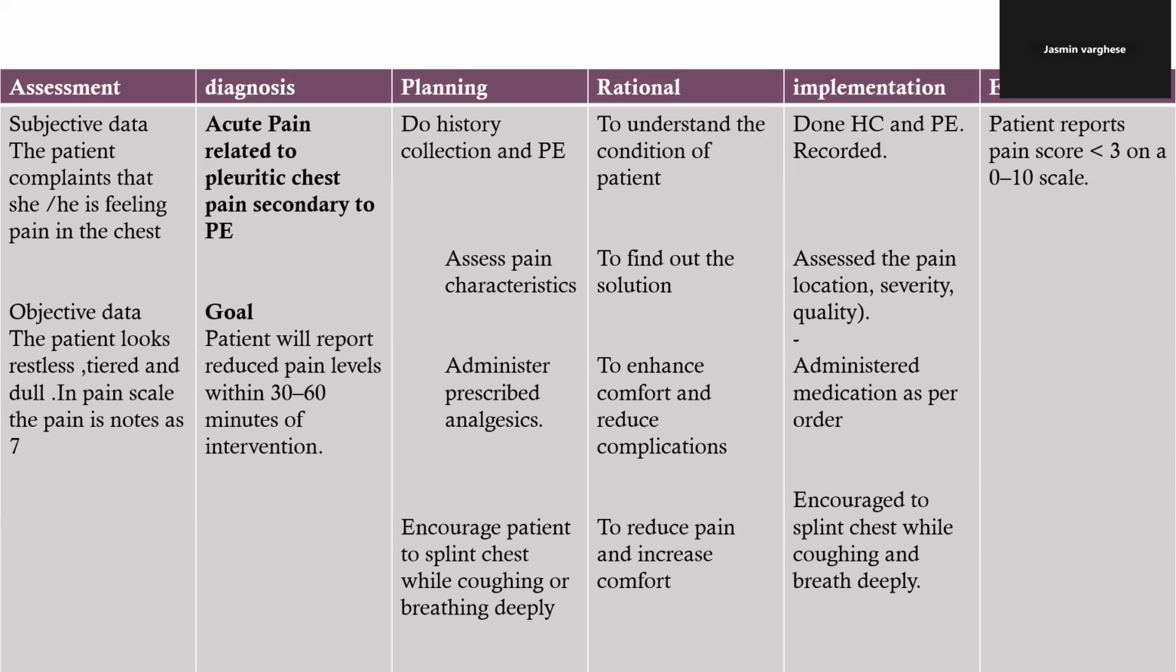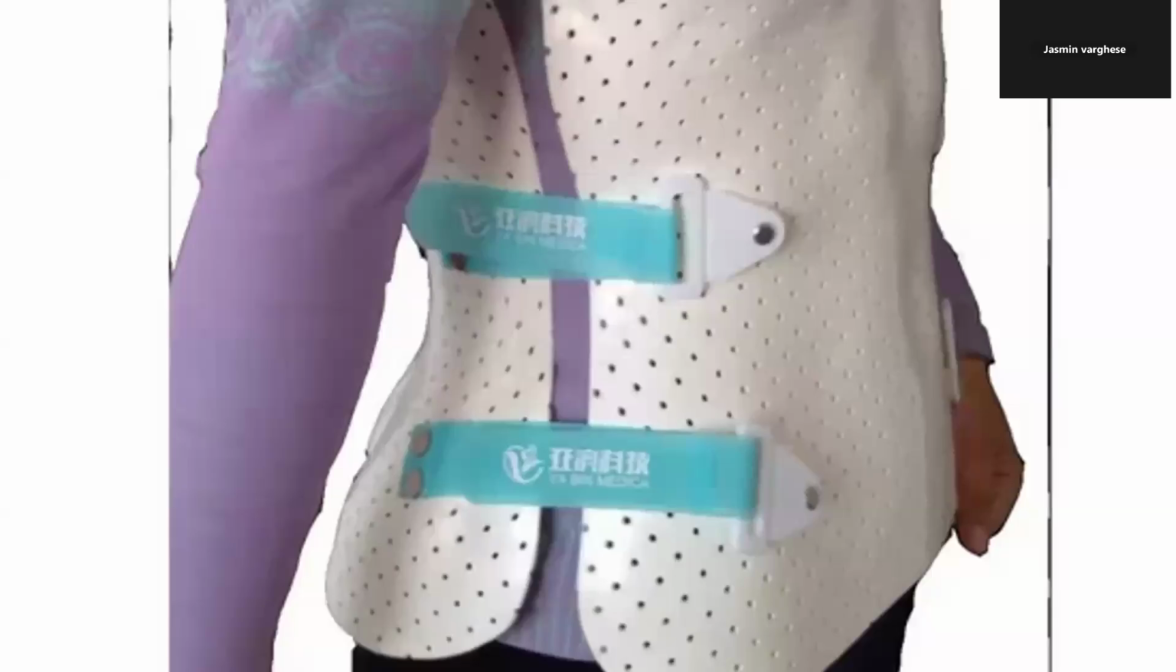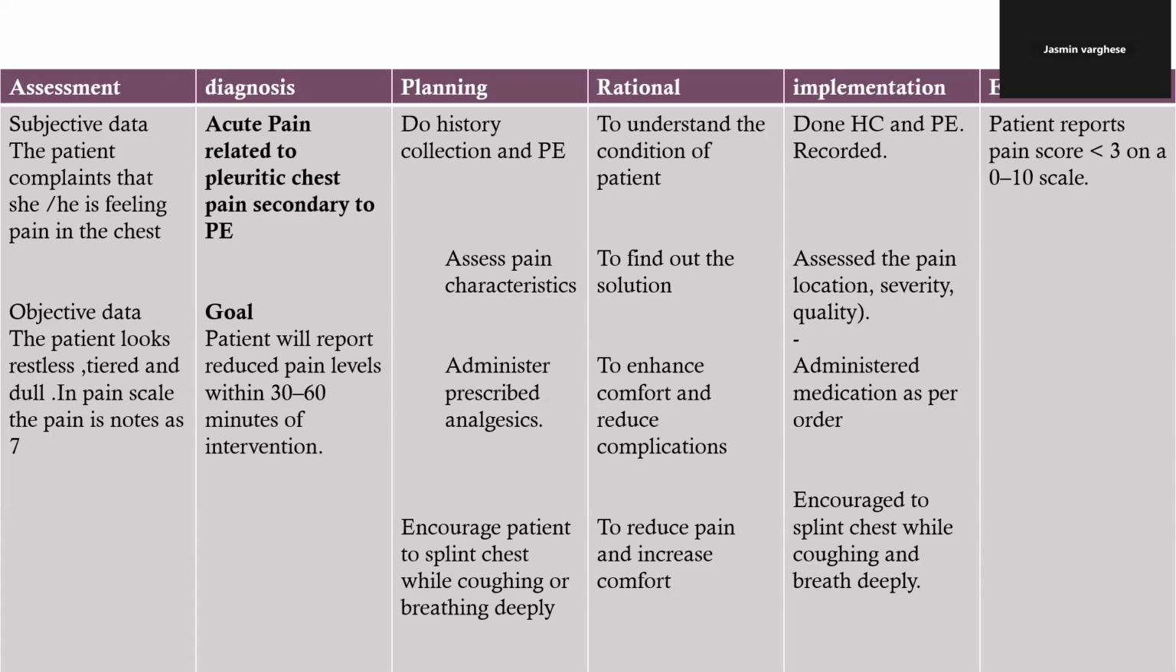Then next planning, encourage the patient to splint chest while coughing or breathing deeply, to reduce pain and increase comfort. Encourage the patient to use splint chest while coughing and advise to do deep breathing. So what is splint chest? So here you can see what is splint chest. So supportive devices. While breathing, this device, I mean this measure or instrument will give some support to the chest. Then evaluation, patient reports pain less than 3 on a 0 to 10 scale.